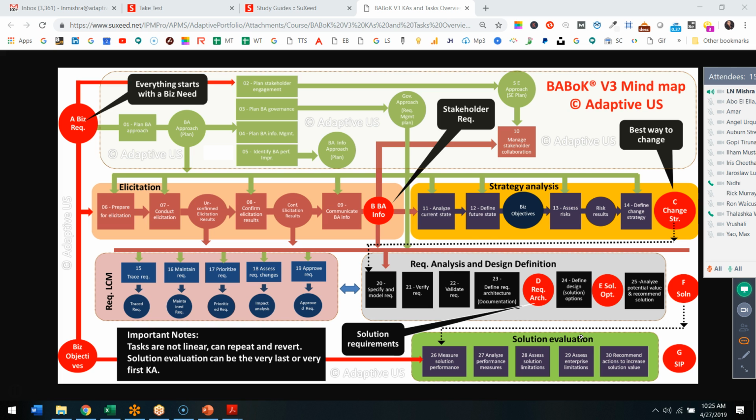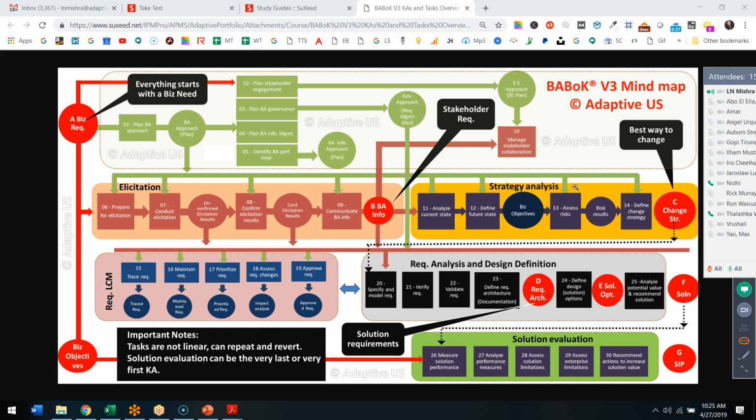Maybe I'll just do a quick revision because I feel that is very helpful. So remember, we start with a business need, because without a business need, nothing happens. And BAPOC expects us to do planning before we do other activities. Sometimes people ask me, isn't it strategy analysis that should come first? We sometimes feel like that because we think strategy is above planning. But this is IT strategy analysis.